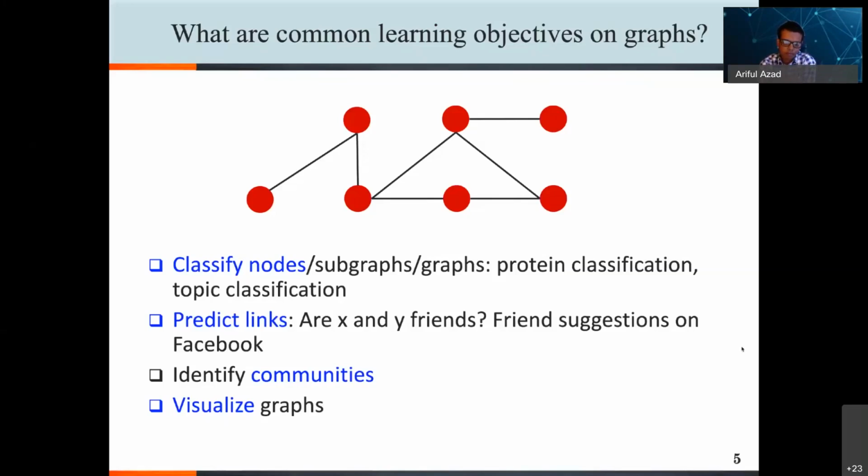Given a graph, we may also want to predict links. That is another learning objective. For example, if this is a social network, can we predict whether two nodes, X and Y, will be friends in future? And based on this, we can recommend friendships. We often try to identify communities. And of course, we'd like to visualize a graph in a 2D or 3D plane. So those are common learning objectives that we typically pursue on graphs.